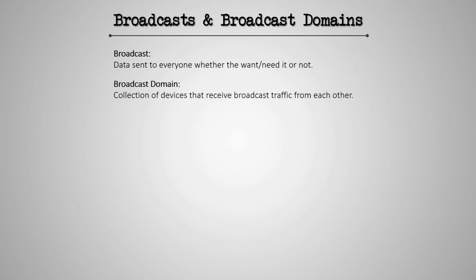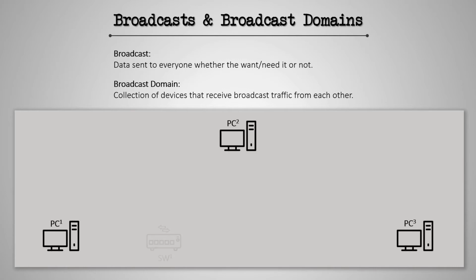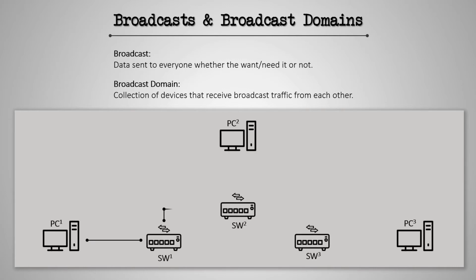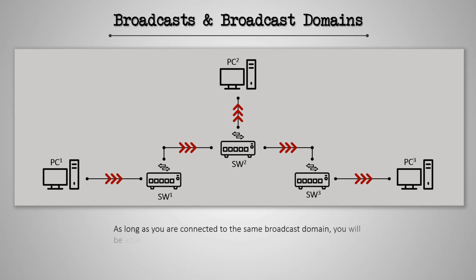In networking, a broadcast is simply a piece of data that we send to everyone on a given network, regardless of whether they want it or not. A broadcast domain is any collection of devices that receive broadcast traffic from each other. Let's imagine we have a network such as this with 3 computers and 3 switches in between. In case PC1 sends a broadcast that is then transmitted to all other devices on this network, we are looking at a broadcast domain. The point here is that as long as you're connected to the same broadcast domain, you'll be able to discover and be discovered by all the other devices on that domain.